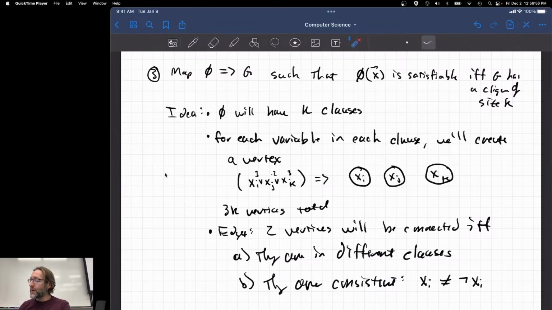The reason that we do this is I'm going to want to set one of these variables to true. If I set that variable to true, what happens to its negation? It automatically becomes false. And in these clauses, at least one of those variables is going to have to evaluate to true.